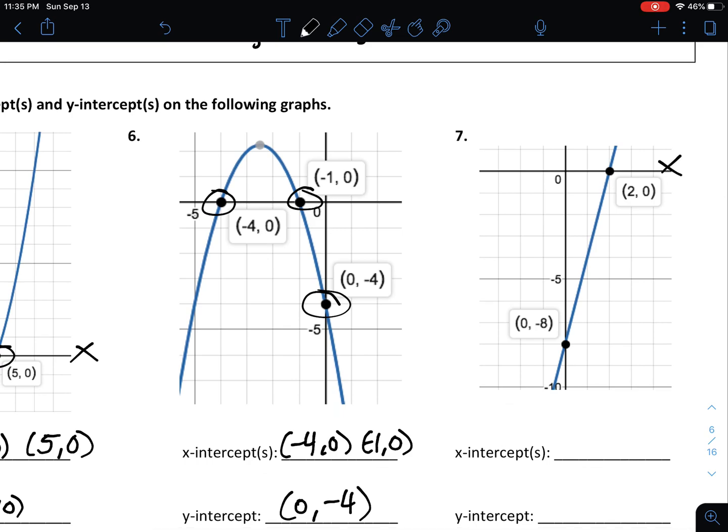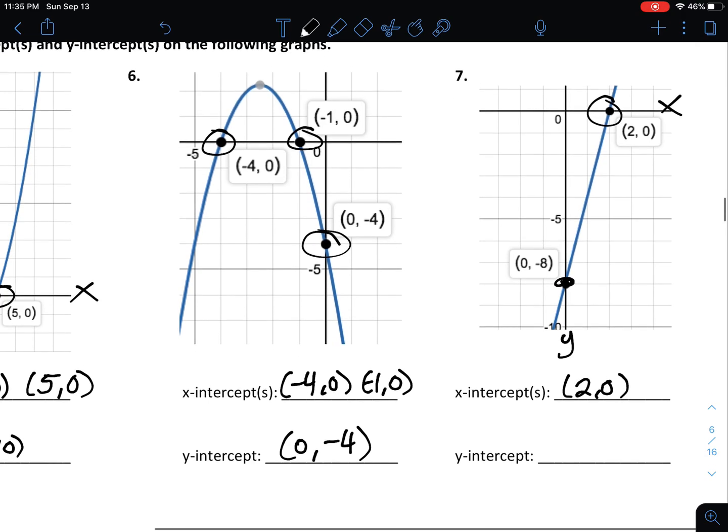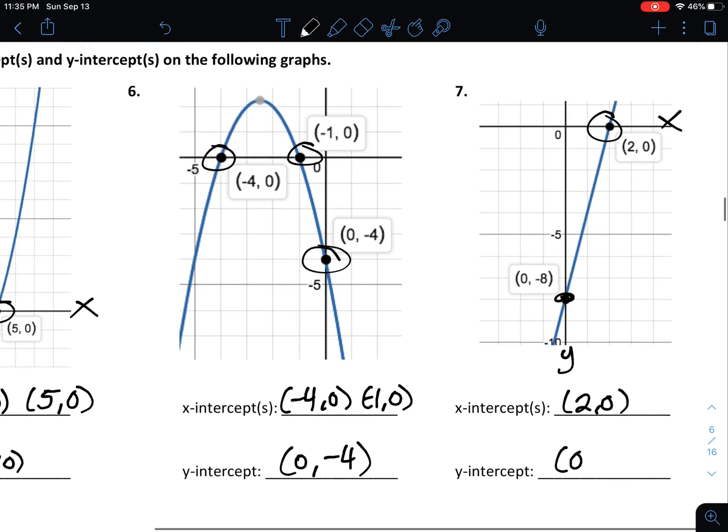Lastly, number 7. So x-axis, we've only got one point that crosses the x-axis. That is the point (2, 0), and (0, -8) is the only point where it crosses the y-axis. So that would be your y-intercept.